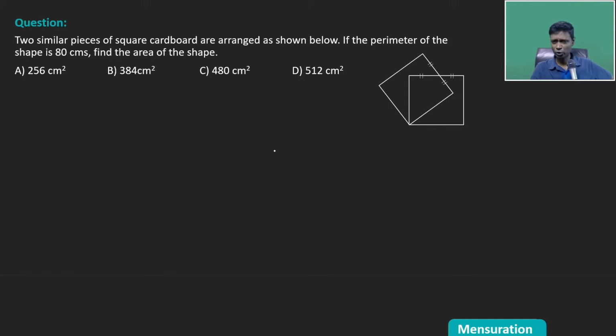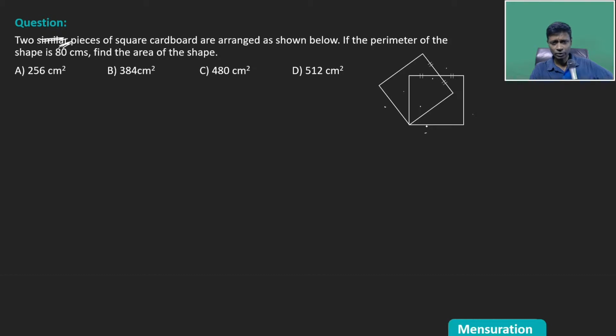And they're square, so they're similar pieces. That means they're congruent. Similar here is in the English sense, not mathematically, not similar as in similar triangles. Two identical pieces, exact copies of each other. They are two identical pieces of square cardboard. So this has sides A, and this other square will also have sides A.